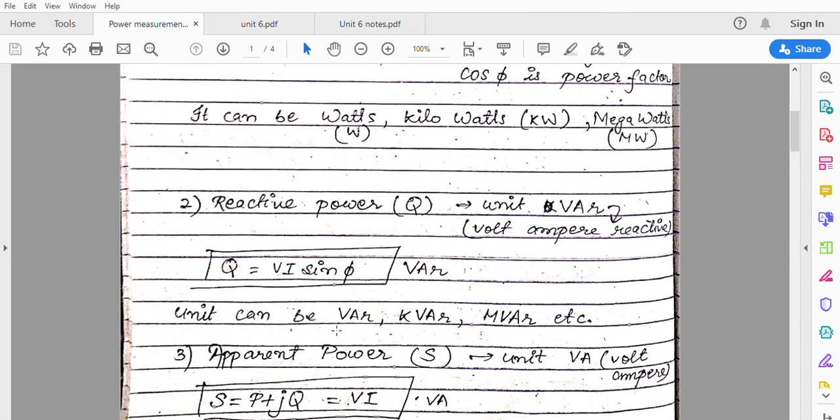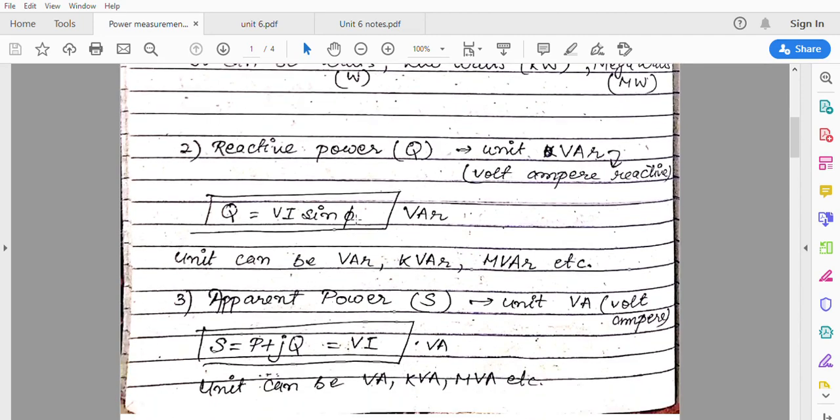Then coming to reactive power. Reactive power is denoted as capital Q, and the unit of reactive power is volt ampere reactive, capital V, capital A, small r. Reactive power was given as V into I into sin phi, where V is the RMS voltage, I is the RMS current, and phi is the angle between voltage and current. This unit is VAR. It can also be in kVAR or MVAR.